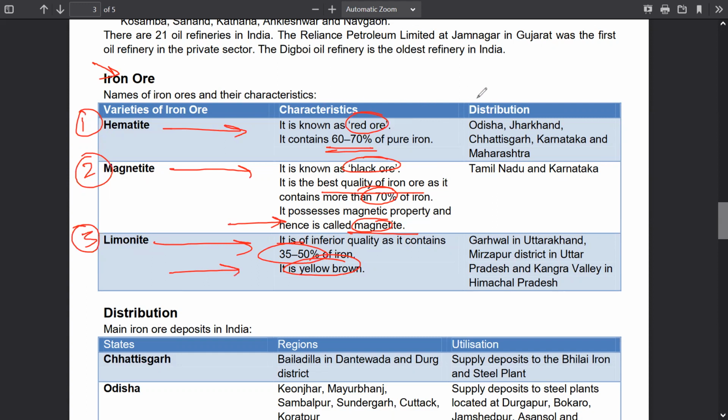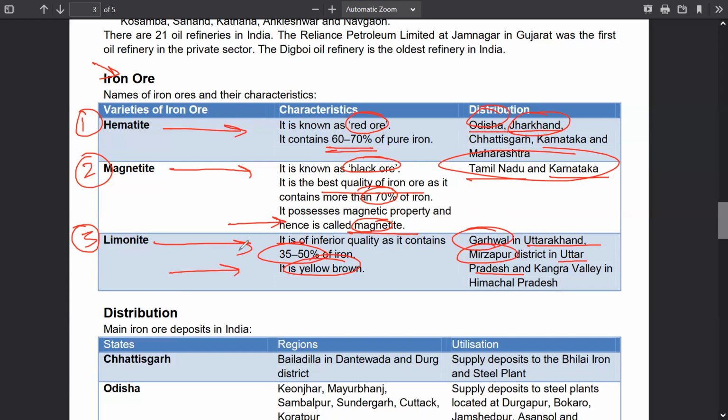Okay, now distribution of hematite, it is found in Odisha and Jharkhand. You just need to remember two states. That's all you need to remember. Magnetite is found in Tamil Nadu and Karnataka. So this is in the south part of India. Limonite is found in Uttarakhand and in Uttar Pradesh. So if you want, you may remember the districts, Garhwal and Mirzapur district.